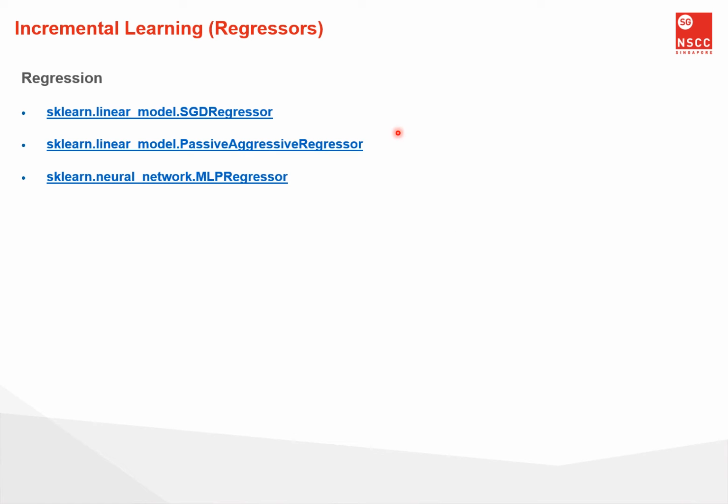So here is the list of regressors. The list that support partial fit is somewhat shorter. We have the SGD regressor, which we have talked about previously, and then the newer version, the passive aggressive regressor, and the MLP version, similar to SGD. MLP is the multi-layer version of the regressor, and like all neural networks, it can support partial fit.